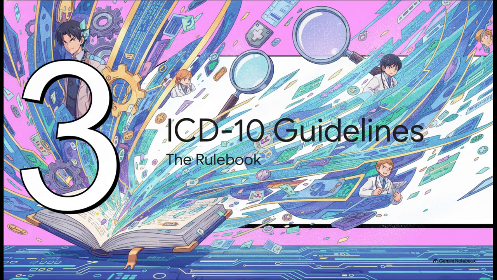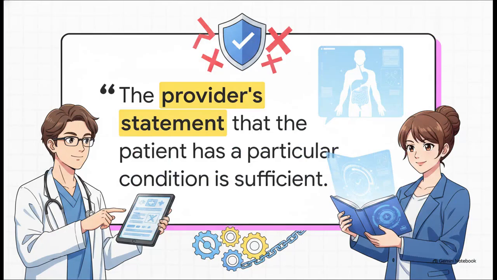All right, Part 3, official ICD-10 coding guidelines, the rulebook. Because the stakes are just so high here, we have to play strictly by the official rules that govern how we capture these severities. And honestly, this is where the logic of clinical documentation gets super interesting. The official ICD-10-CM guidelines specifically state that the assignment of a diagnosis code is based on the provider's diagnostic statement that the condition exists. The provider's statement that the patient has a particular condition is sufficient.